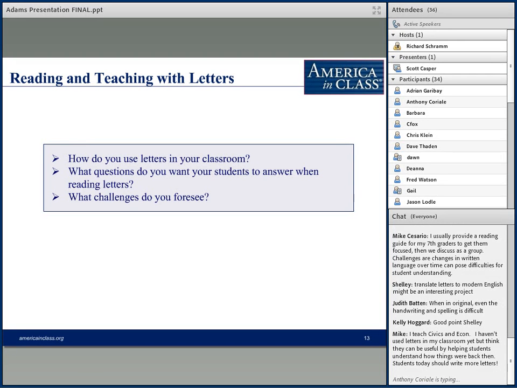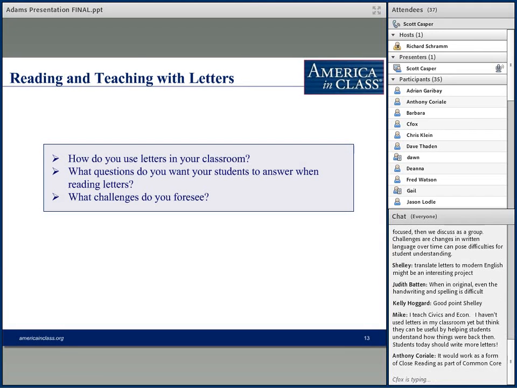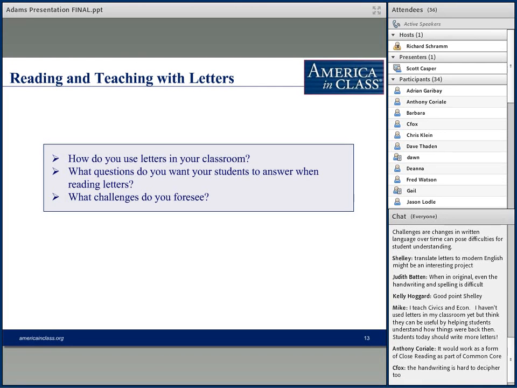I think that Mike's point here, that using letters can be useful by helping students understand how things were back then, I think it's true. And great point, students today should write more letters. We don't, it seems to be a lost art. We have email, but email is much less formal than letters in the 18th century often were. Certainly, picking up on Anthony's point here, close reading, close analysis of documents is crucial to the Common Core. Letters are a good example of that kind of document.